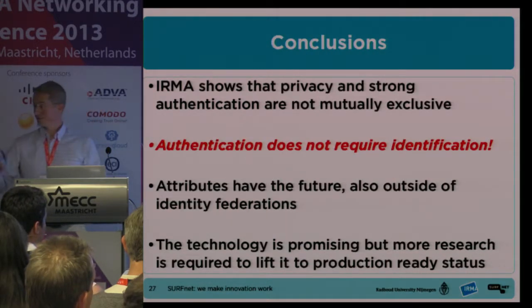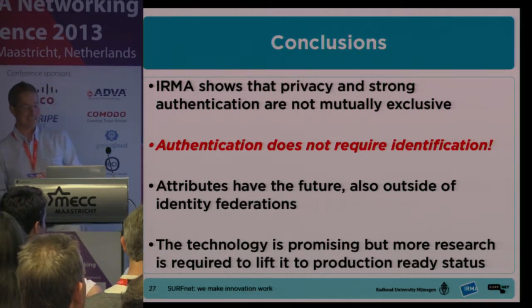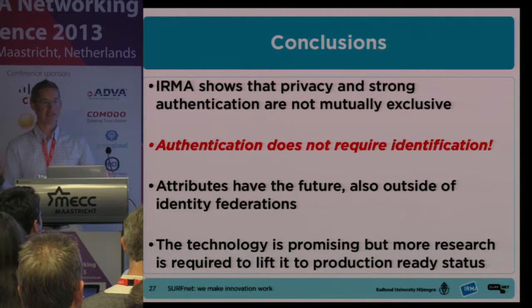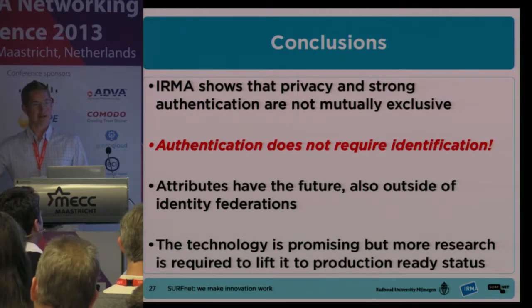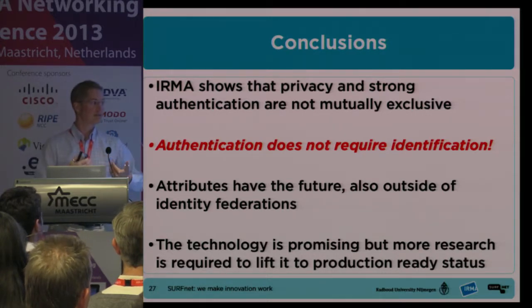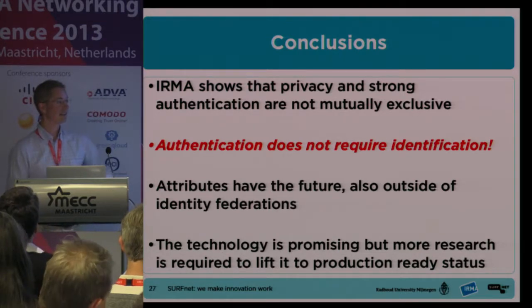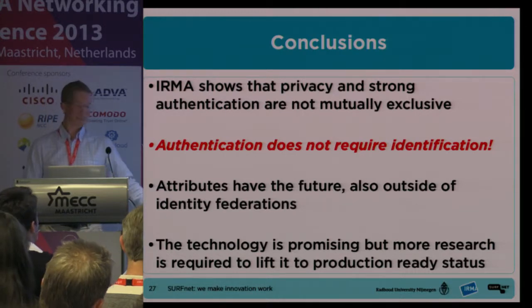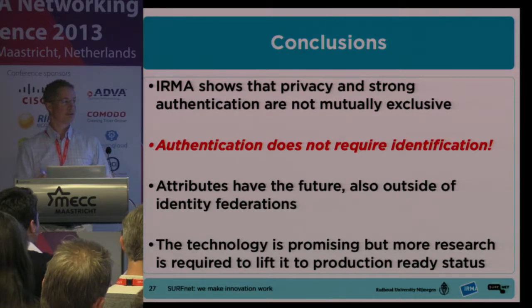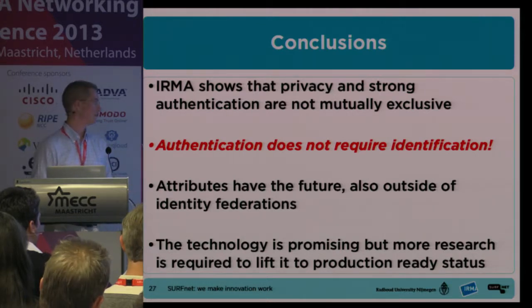I would like to conclude my talk by saying that what I've shown you is that authentication does not require identification. I can authenticate somewhere and show that I have the attributes I need to access a service without revealing who I am. And that is very useful in a number of scenarios. And what's also interesting is that outside of federations, attributes have the future. As you can see, you can use this offline. I can use this in public transport. I can use it in a shop. So attributes are the future. We already knew this, of course, but it's good to see that outside of federations, they are also being used.